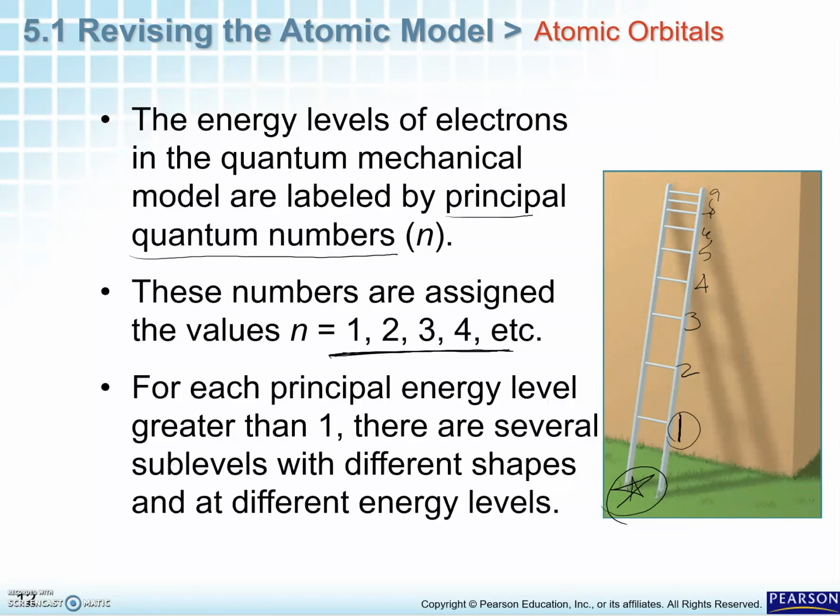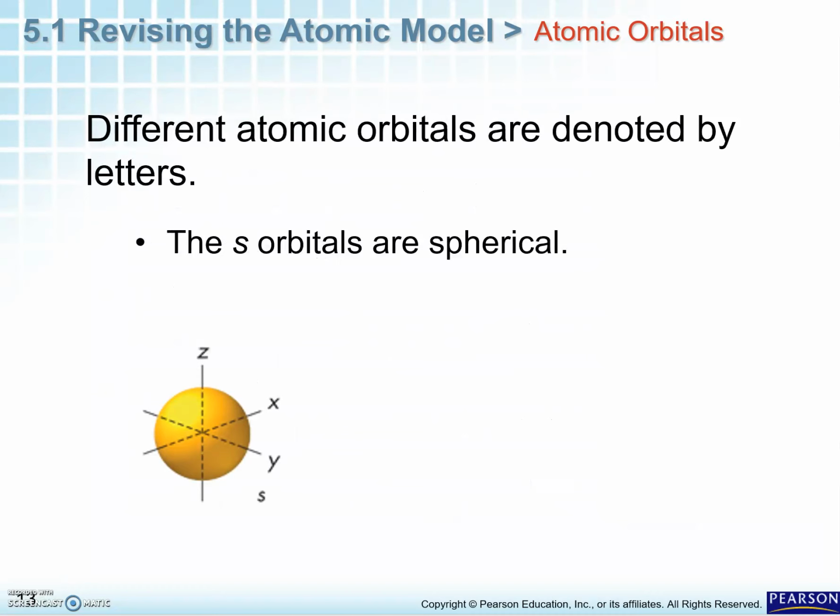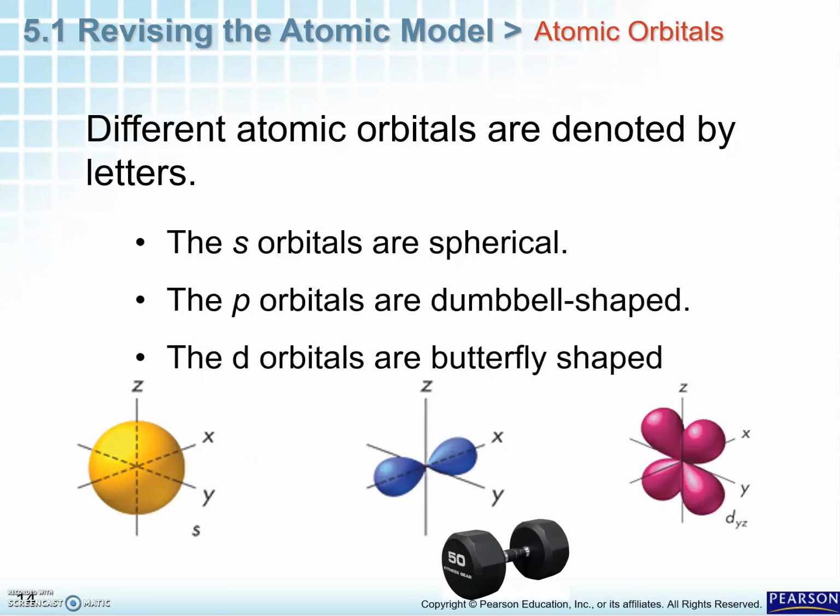Now, for each of these principal energy levels that are bigger than 1, there are several sublevels. And these subatomic orbitals are denoted with different letters. The first one's pretty easy. S is our first type of orbital, and it means it is going to be a sphere. So the way I remember it is S, and our subatomic orbital is going to look like a basketball here.